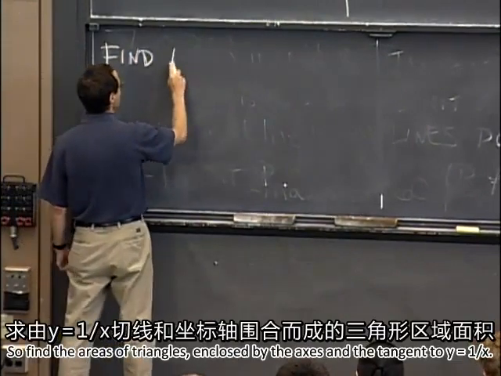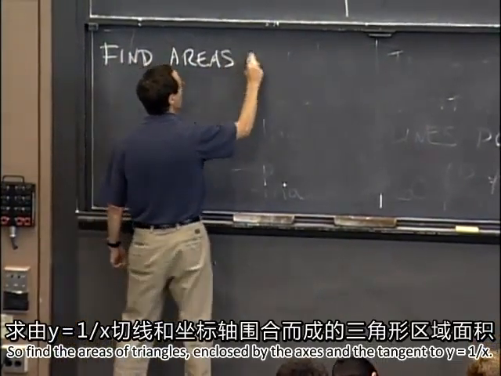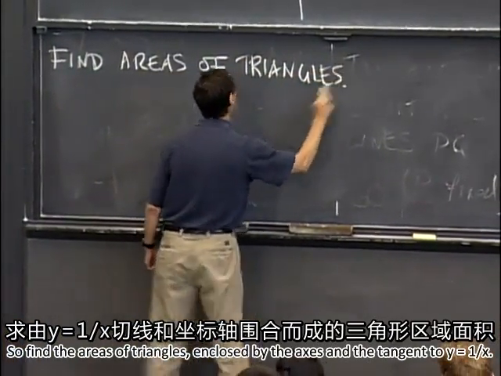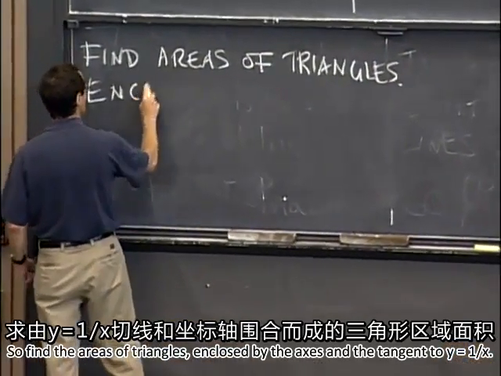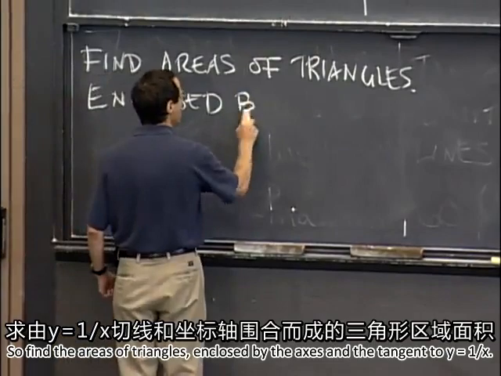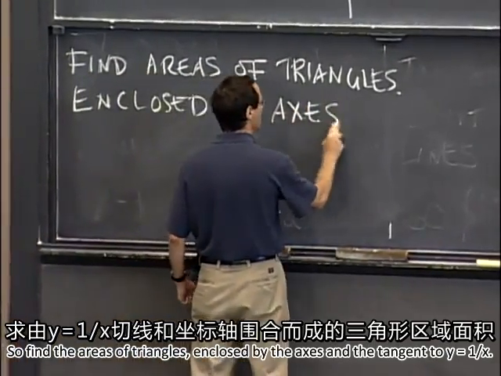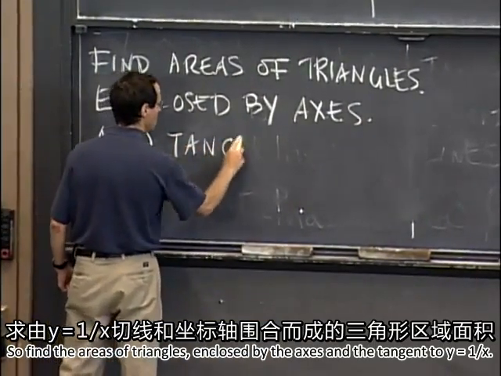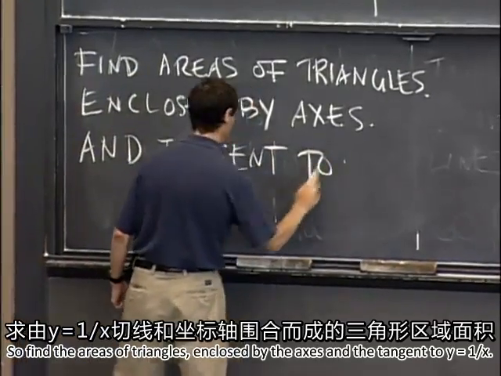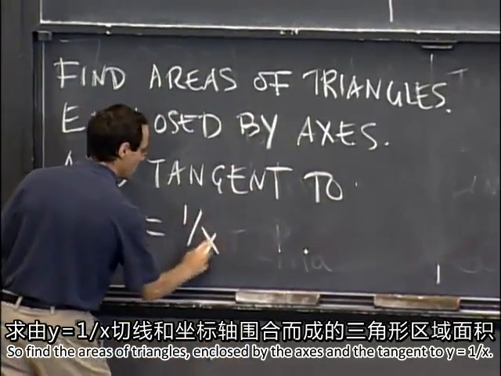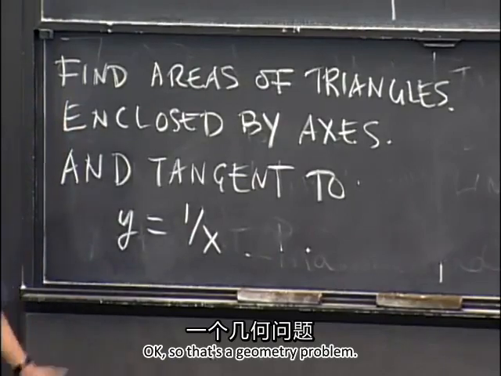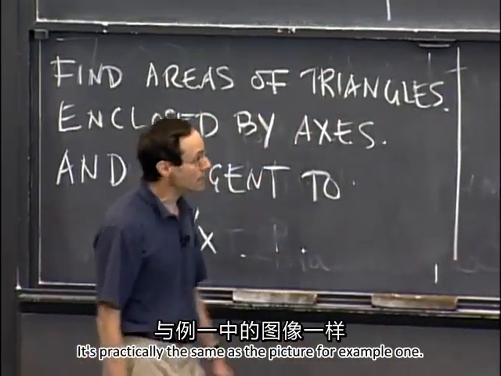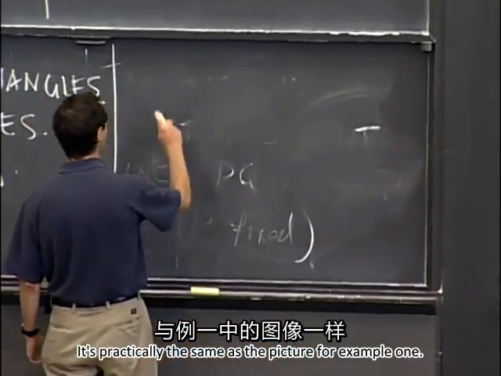So find the areas of triangles enclosed by the axes and the tangent to y equals 1 over x. Okay? So that's a geometry problem. And let me draw a picture of it. It's practically the same as the picture for example 1, of course.